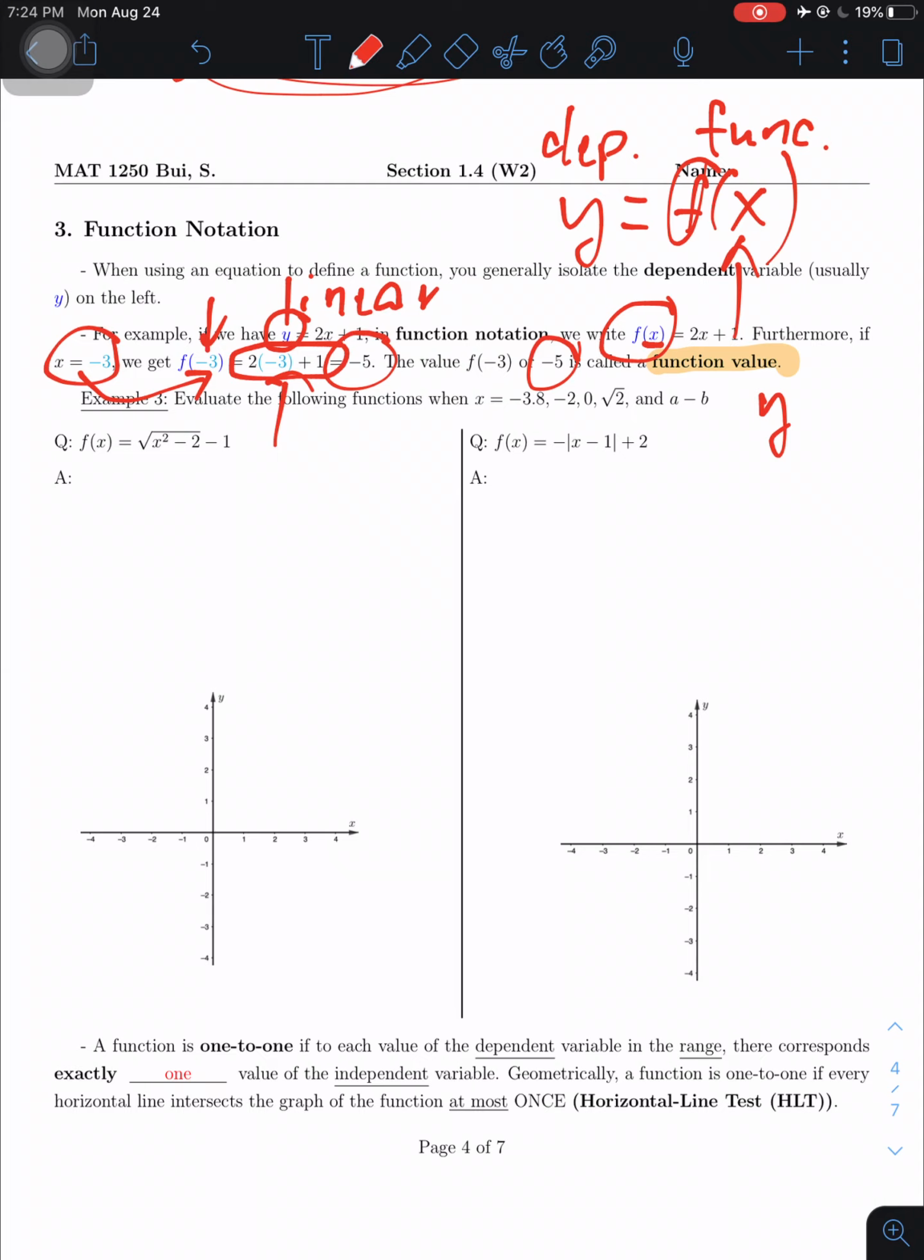So my example: evaluate the following functions when x equals -3.8, -2, 0, square root of 2, and lastly, a minus b. I know what you think. There's so many of them. There's 5 of them. Well, I have to do 5 of them. Well, I promise you it's going to be fast. Okay, let me take out all the marks that I have in here.